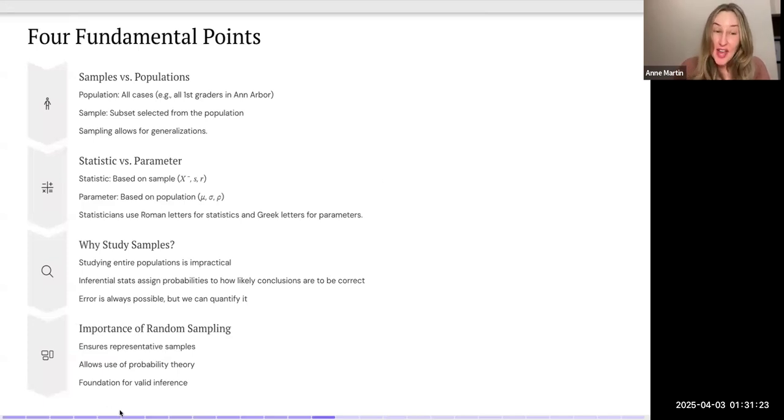Now, again, going back to some of our earlier chapters, it is so important that we have random sampling. I'm sure you can imagine why it's so important to use random sampling when you are making inferences about a population based on a sample. So go ahead and put your explanations in the chat. Why is it so important that we have random sampling when engaging in inferential statistics?